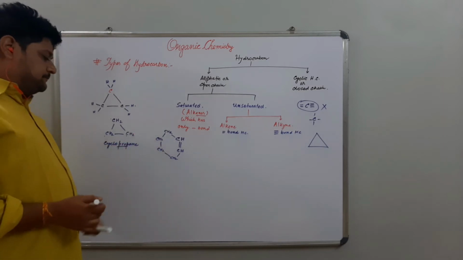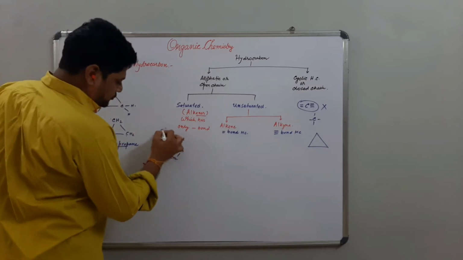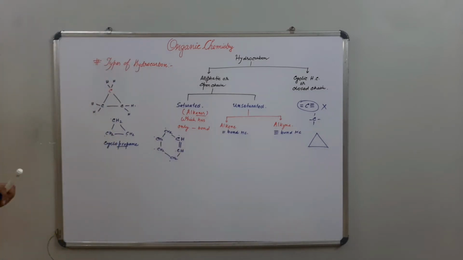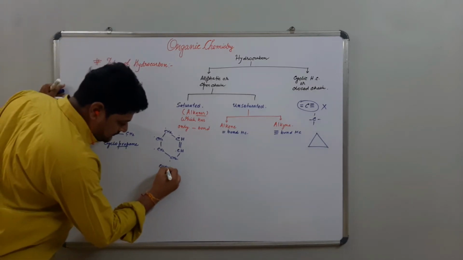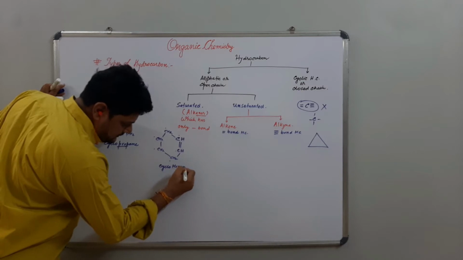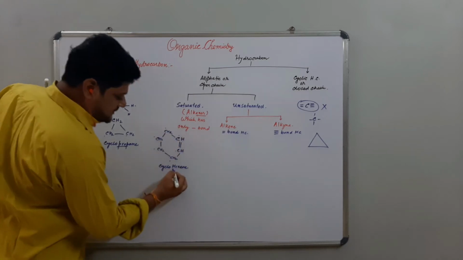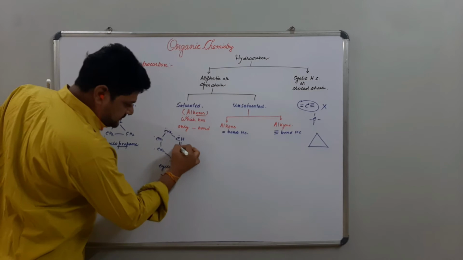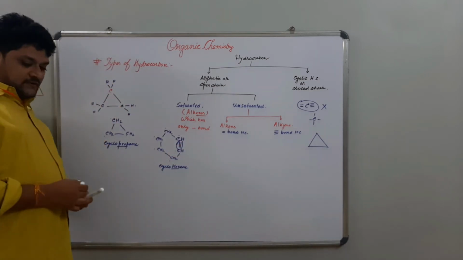What is the name of it? You can count 1, 2, 3, 4, 5, 6 carbons are present, so it can be named cyclohexene. Why hex? Because 6 carbons are present. Why cyclo? Because it is a cyclic chain. Why ene? Because only one double bond is present over there, that's why it is called cyclohexene.